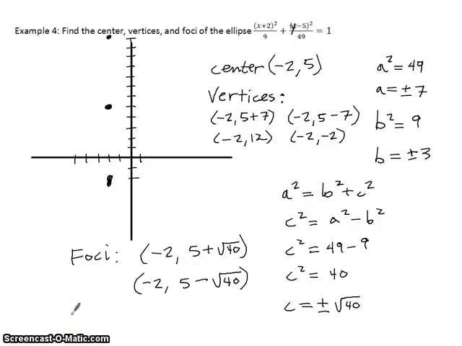Well, square root of 40 is somewhere in between the square root of 36 and the square root of 49, so that means 6 point something. So we would go up 6 here, and we would go down 6 here, and that would give us our focus points. Alright, so let's end there for now.